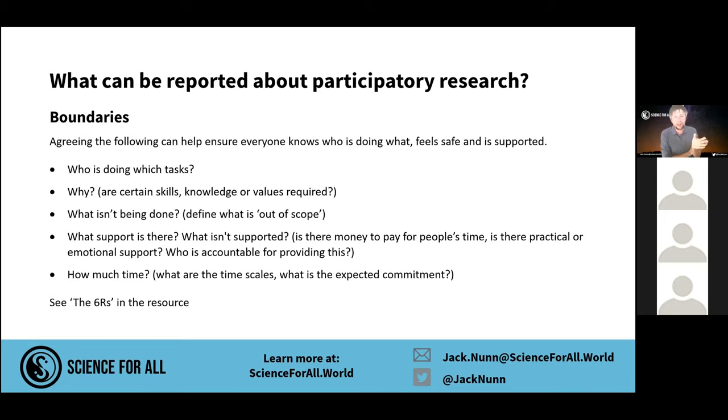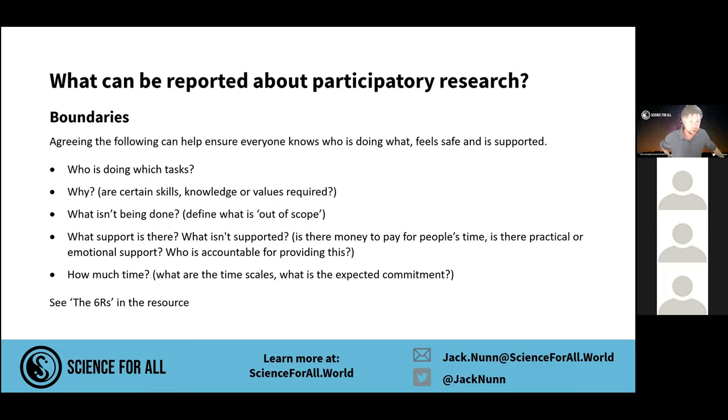And on that as well, I think boundaries are really important to report about participatory research. I won't go through all these in detail, but who's doing what, why, what isn't being done? And with the support as well, who's accountable for providing this? We took on 6 student placements last year before COVID to help us with the Wild DNA project. And COVID was a difficult time for a lot of people, and it obviously still is. Some of those student placements needed a lot of different kinds of support: practical, emotional, financial. Some of it was within the remit of Science for All to offer, and some of it wasn't. And it's really important to be very clear about that at the start of a project, so those expectations are understood.